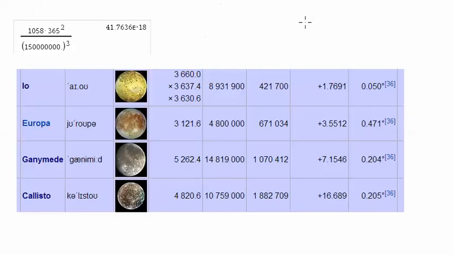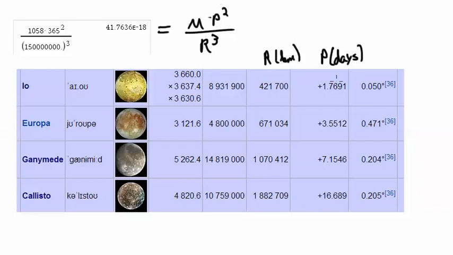Alright, let's see how this works. Basically this number is going to be equal to mp squared over r cubed, right? This number here is our period in days, and this number here is our r in kilometers, and the mass in this case is going to be equal to 1 Jupiter mass. So all I want to do is take p squared over r cubed in each case and see if they come out to be 41.7 times 10 to the negative 18th.